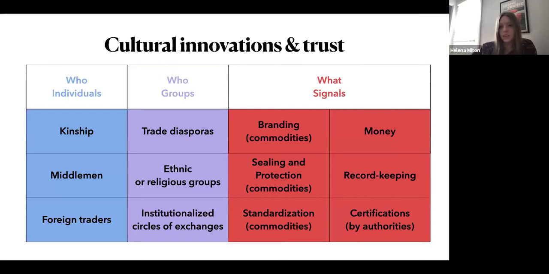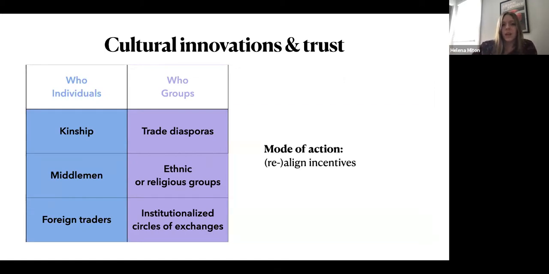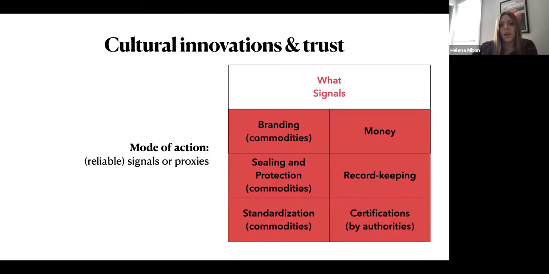So depending on how I'm doing on time, we might not get into all of them, but that's roughly the kind of scope of those "who" practices and what types of practices. And the idea is also that those "who" practices mainly act by realigning incentives. For some of them, they also have effects on how the information circulates and is actually ensured to be reliable. But a lot of those just really provide incentives for people to act in a way that is beneficial to expansion of trade. And on the other side, the "what" to trust type of practices act by providing reliable signals or proxies that can be trusted instead of having to trust people.